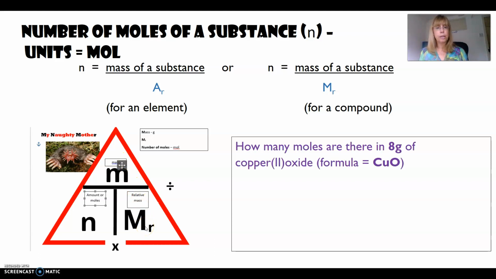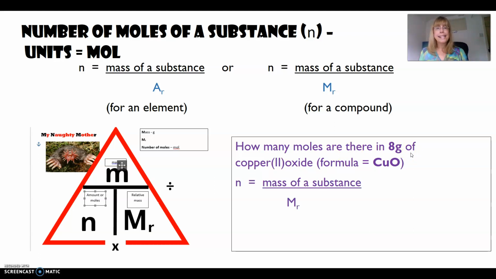So let's have a look at an example. How many moles are there in 8 grams of copper(II) oxide? So I've been given the formula. The 2 just tells me I'm dealing with copper 2 plus rather than copper 1 plus. What have I got? Now this is where your highlighter comes in handy. I've got a mass, and because I've got the formula, I've got a periodic table, so you can work out the relative mass.